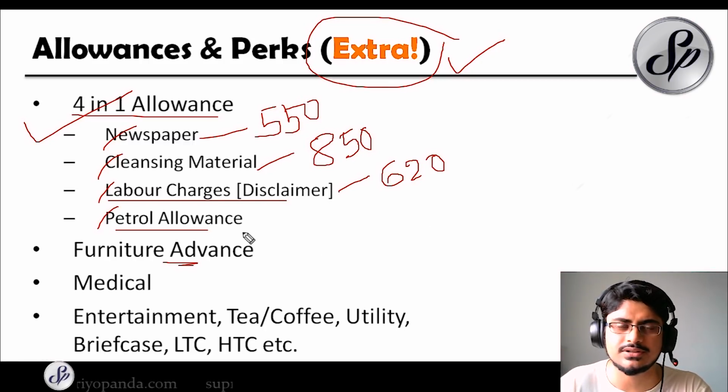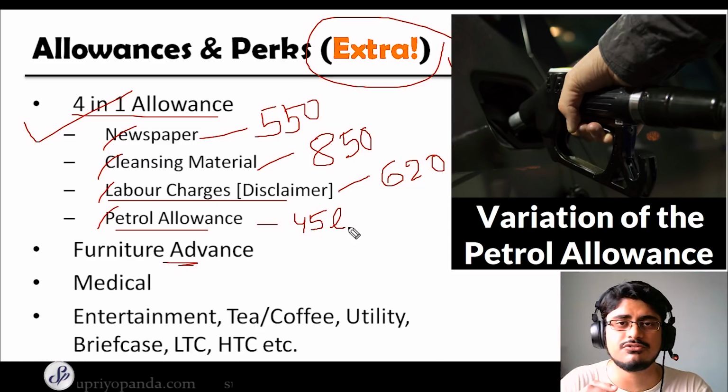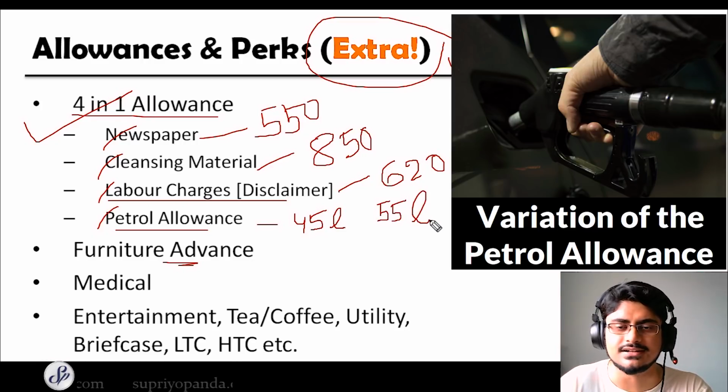And then you also have the petrol allowance. Now the petrol allowance actually varies quite a lot. If you are in a rural area, then the minimum you can get is 45 liters. Remember, this minimum that I am talking about is for a bike. So if you have a bike, then in a rural area you are going to get 45 liters, and in an urban area you are going to get 55 liters. This is the variance in case you have a bike.